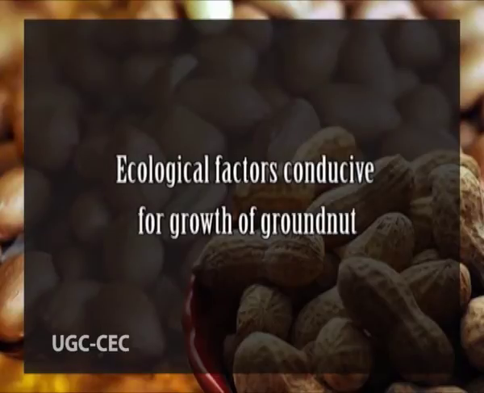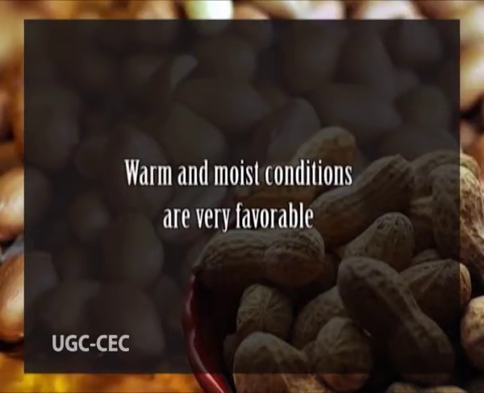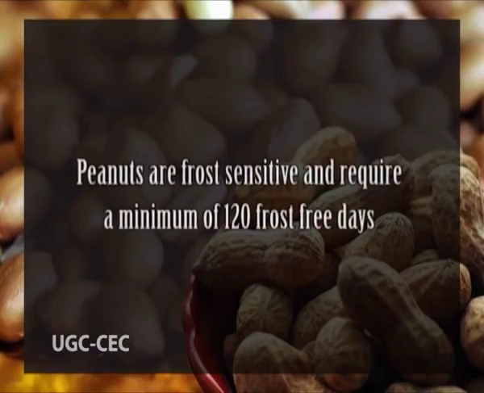Now we analyze some ecological factors conducive for growth of the groundnut. Climatic conditions such as temperature and rainfall significantly influence groundnut production. Warm and moist conditions are more favorable than a cool and wet climate, which results in slow germination and also increases the risk of seed rot and other seedling diseases. Peanuts are frost sensitive and require a minimum of 120 frost-free days to reach maturity.